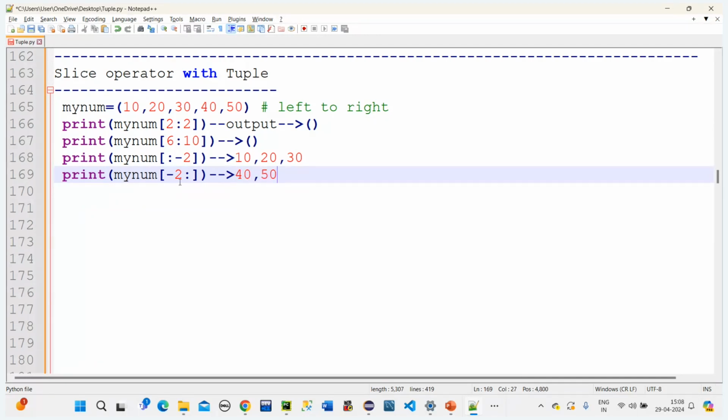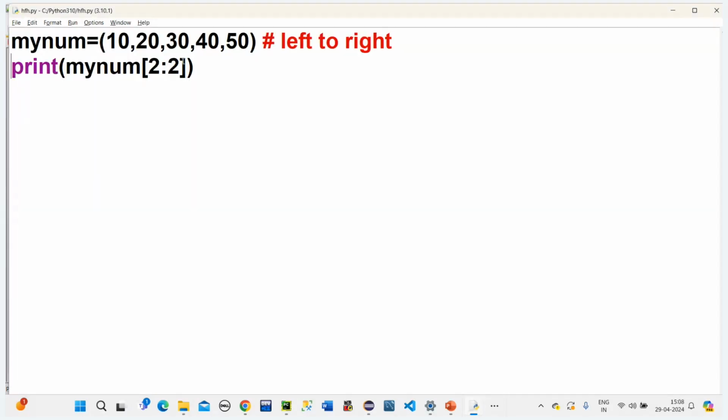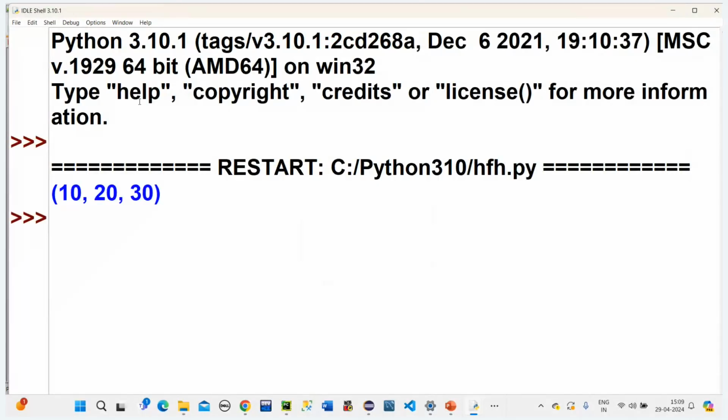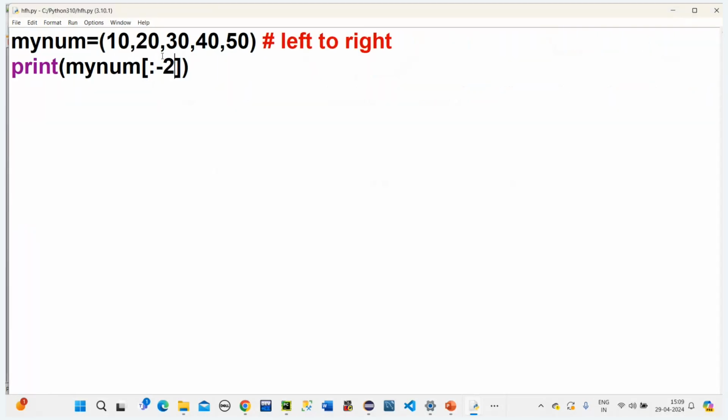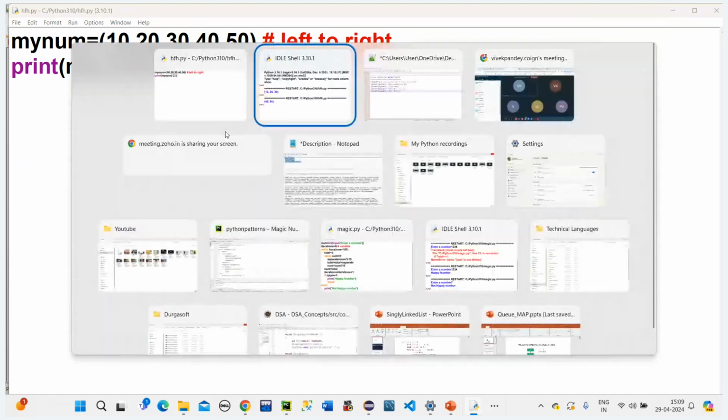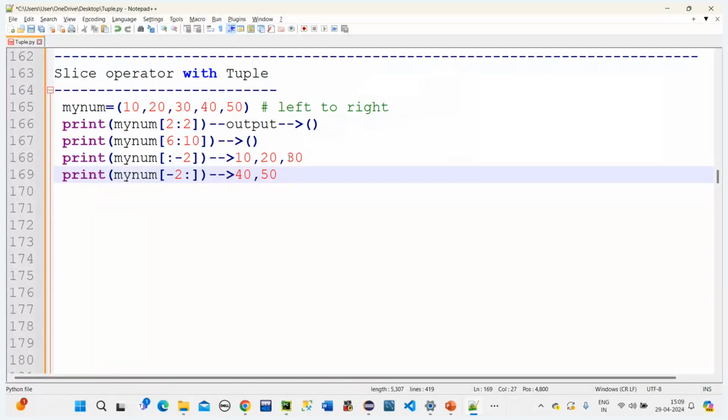Now, just check whether it is giving us the right answer or not. What we have written, colon -2. Yes, exactly the same. First -2, -2, 40 and 50. Yeah. So it is done.